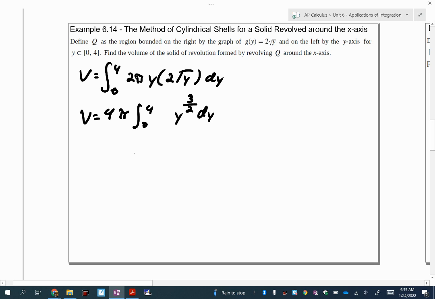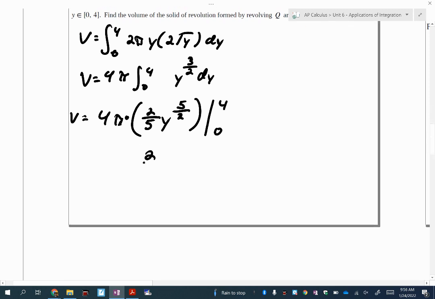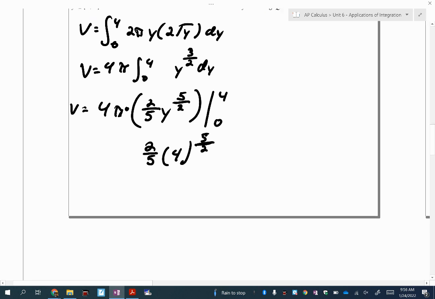Okay, so here we go. Let's find the antiderivative. So y to the 5/2 power, I'm going to put 2/5 in front. Remember, all this is going to be evaluated at 4 and 0, and then I will multiply whatever that is times 4 pi. All right, so let's do 2/5 times 4 to the 5/2 power. I don't need to do 0 because that's going to be 0.